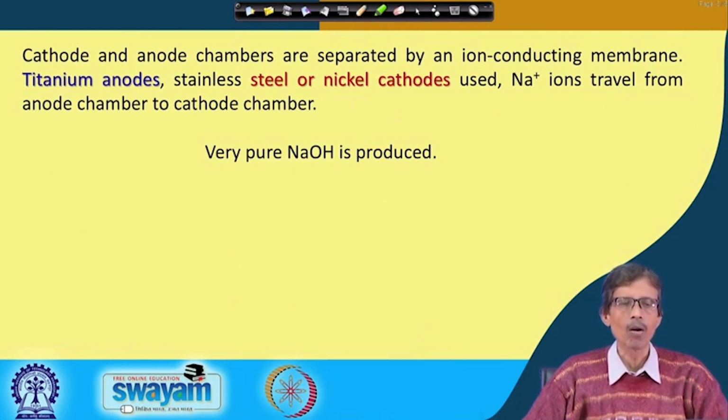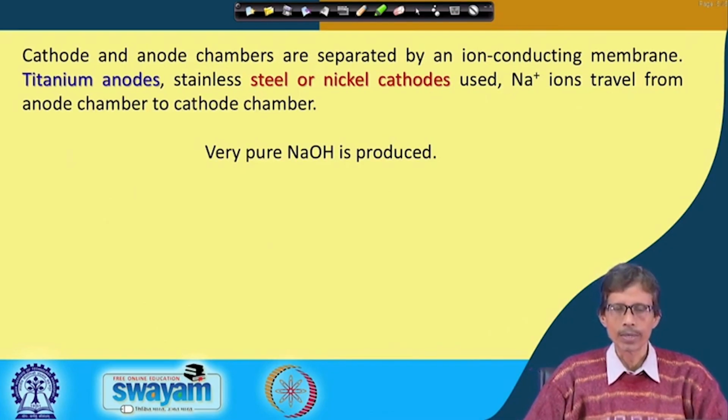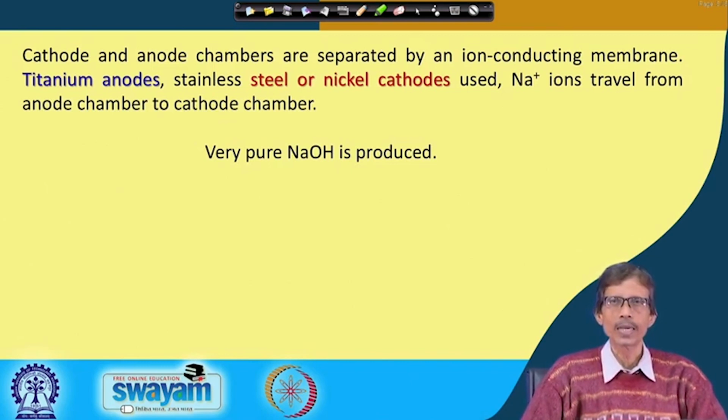So, stainless steel or nickel cathodes are used, and as a result of using this membrane, sodium ions travel from the anode chamber to the cathode chamber. So, that allowance is why we are able to get sodium hydroxide production from a particular chamber, where it is accumulated. The advantage of this technique is that the purity of the sodium hydroxide produced in this fashion is increasing. So, a very high grade of sodium hydroxide is being produced.